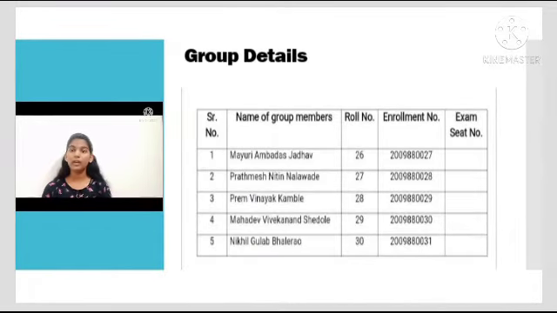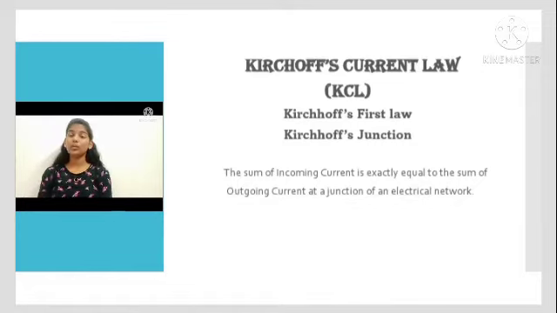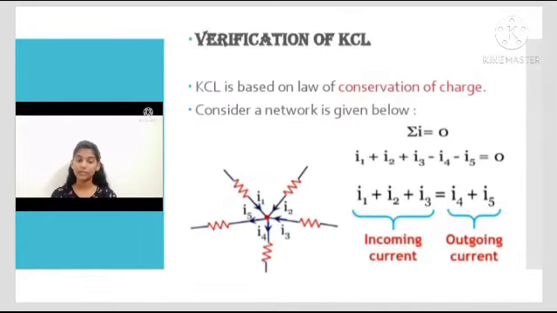Now, first of all I tell you KCL law. KCL law means Kirchhoff's current law. Kirchhoff's current law is also known as Kirchhoff's first law and Kirchhoff's junction law. Now, I tell you the KCL definition. The sum of incoming current is exactly equal to the sum of outgoing current at a junction of an electrical network. Now we discuss verification of KCL.